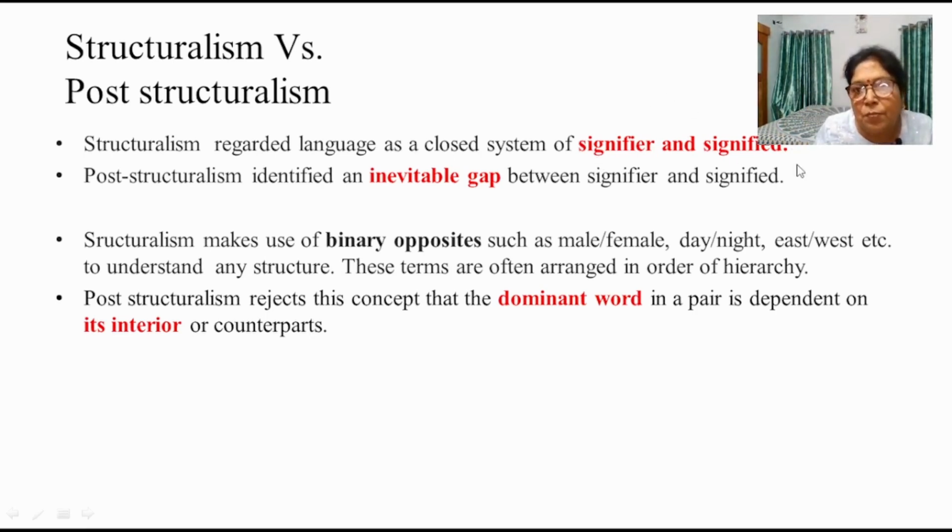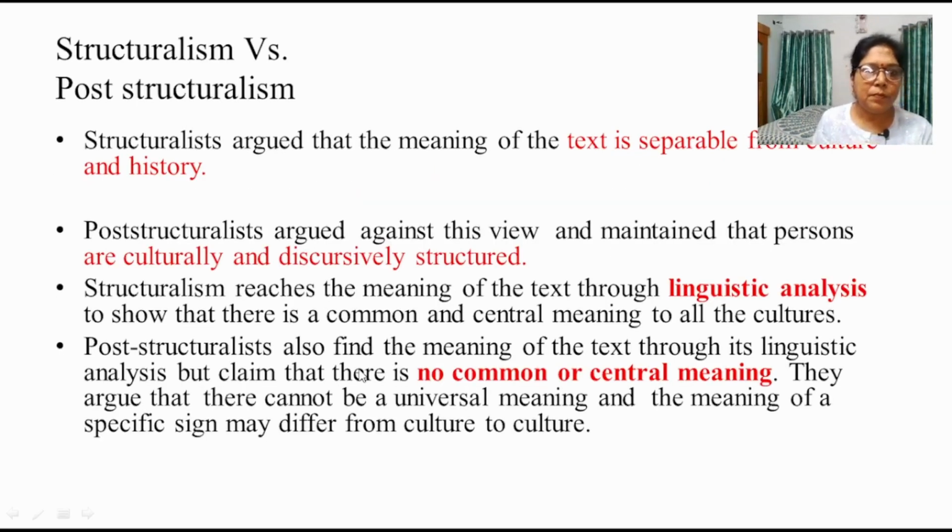They rejected this concept of signifier and signified, or rather they accepted the concept, but they tried to find certain gaps in it, and those gaps are giving the new meaning, and similarly they have rejected the concept of binary opposites. Structuralists argue that the meaning of the text is separate from the culture and history, that I told you, meaning does not depend on the culture and history. Post-structuralists argued against this view and maintained that persons are culturally and discursively structured. Their history and culture have an impact on the persons, and that is why they are significant.